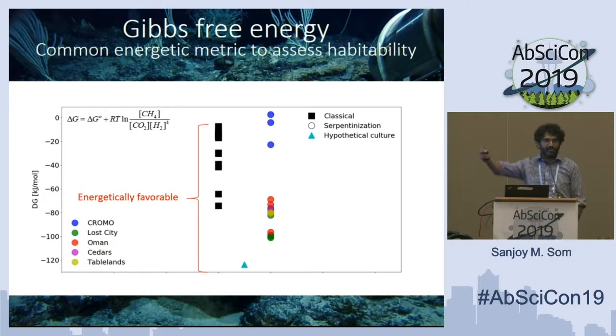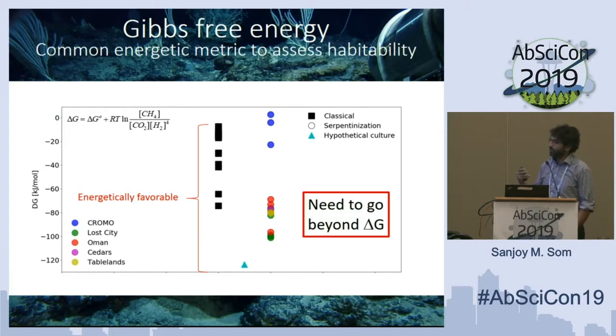You cannot describe the electrical properties of a light bulb with voltage alone. You need to understand the current as well. So the point of this presentation, perhaps, is to encourage all of you who think about energetics in these natural systems to go beyond delta G to assess whether or not an environment can host life.